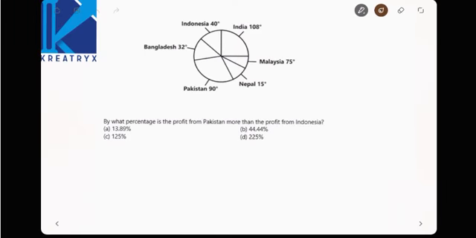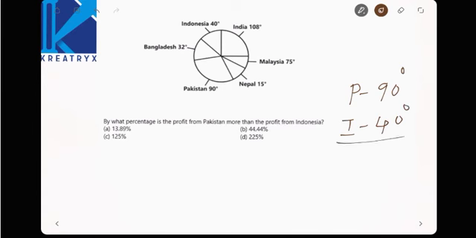Now by what percentage is the profit from Pakistan more than that from Indonesia? Now Pakistan is 90 degrees. No need to calculate entire things. If you can observe the pie chart clearly, then you can get the answer. Now Indonesia is 40 degrees.